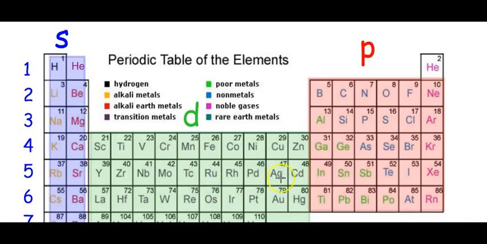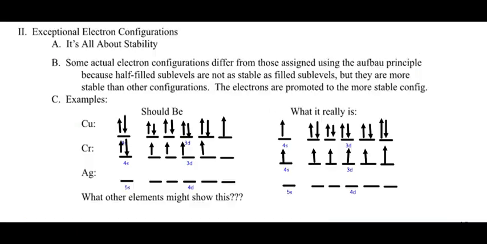Now look at silver. Here's silver right here. You know what? It's right underneath copper, isn't it? 5s2, 4d, count, 9. So let's see what's going to happen. 5s2, 4d9. 1, 2. I have some tall arrows here. 3, 4, 5, 6, 7, 8, 9. Isn't that what copper kind of looks like? So what do you think is going to happen? Well, what did copper do? It promoted the 4s into the 3d.